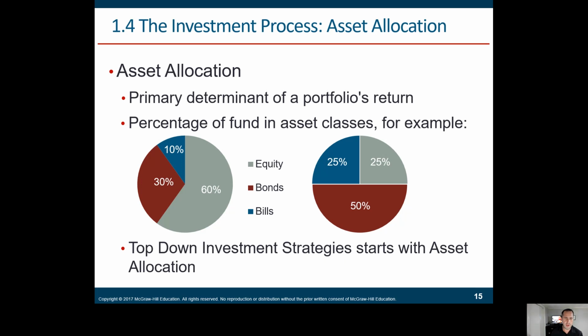So right here, you see on the left, a typical 60-40 bond portfolio. And then on the right, that's more of a 25% in equities, and the rest is pretty conservative.